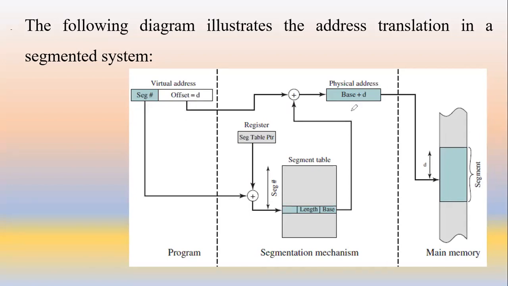And with that, we are then able to move to the main memory using the physical address, and we are able then to trace or access the segment of main memory that is of our interest, and we are also able to know how big that segment is in terms of its displacement.